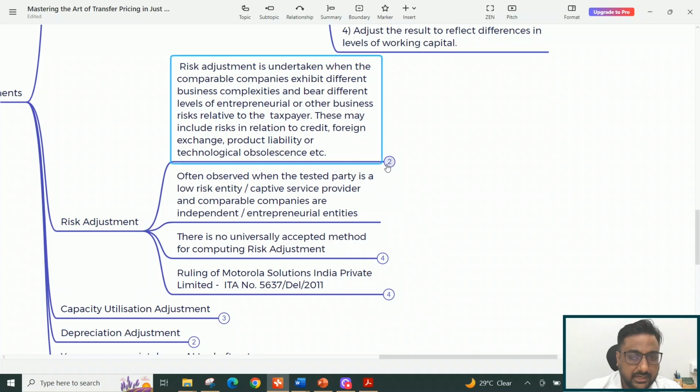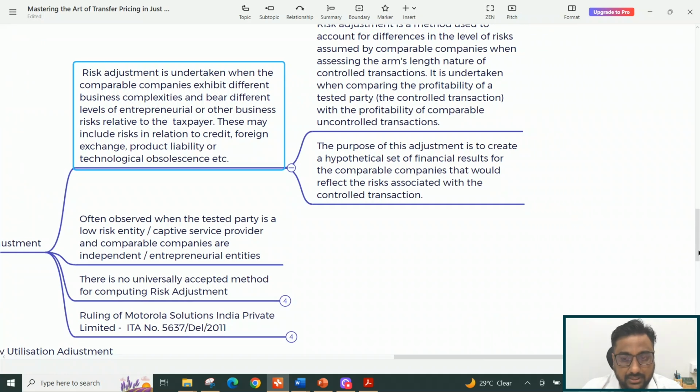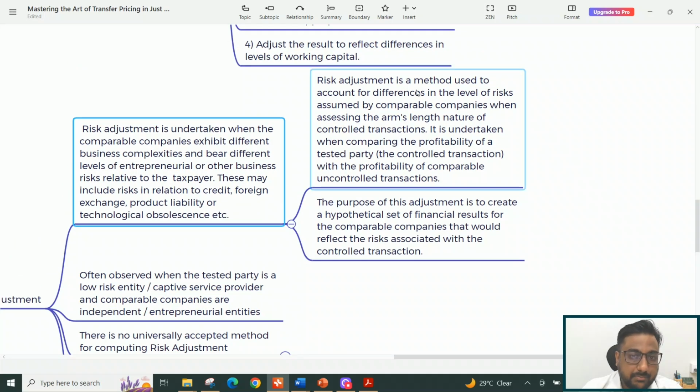Now we'll see ahead. Further, to understand what risk adjustment is: it is a method used to account for differences in the level of risk assumed by comparable companies when assessing the arm's length nature of controlled transactions. It is undertaken when comparing the profitability of a tested party, that is the controlled transaction, with the profitability of comparable uncontrolled transactions.